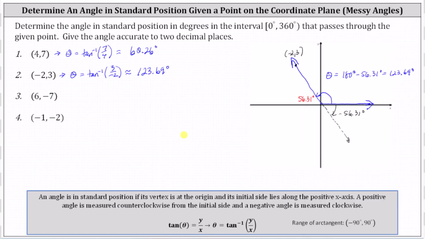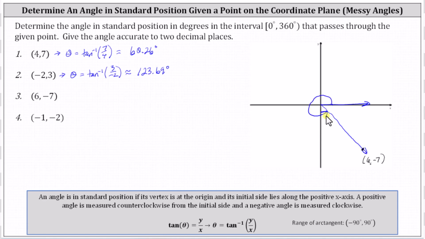Let's move along to number 3. For number 3, we have the point (6, -7), which is in the 4th quadrant, let's say approximately here. And again, because we're looking for the angle in standard position from 0 to 360 degrees, we're looking for this angle here, between 270 and 360 degrees.